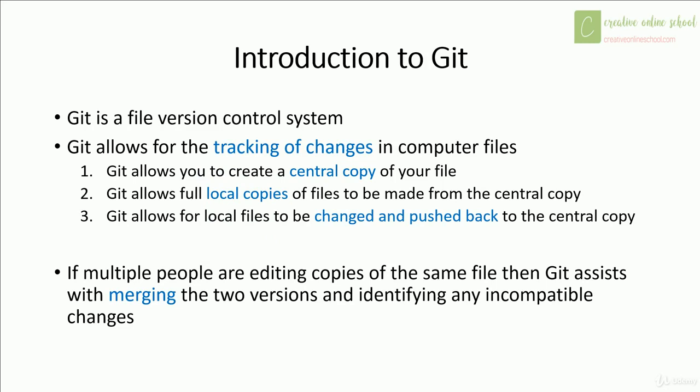Next, we're going to talk about Git. Git is a file version control system. What this means is Git allows for the tracking of changes in computer files. Basically, it allows you to create a central copy of a file, and then you can pull a local copy from that central copy so that you have a second version that you're going to edit.